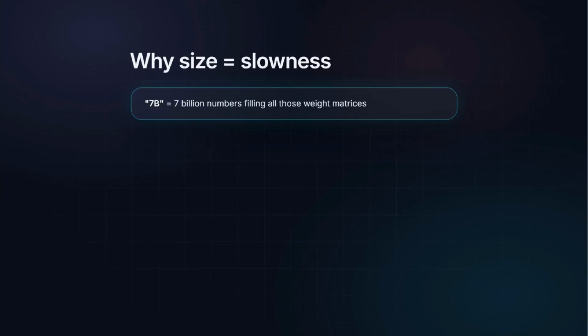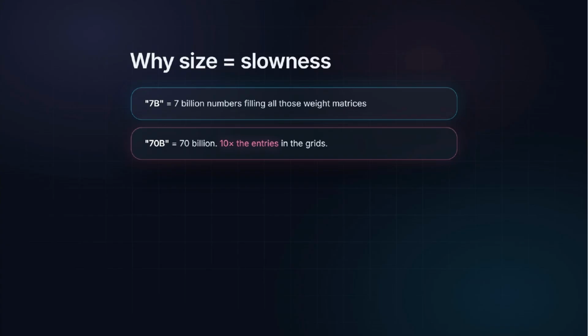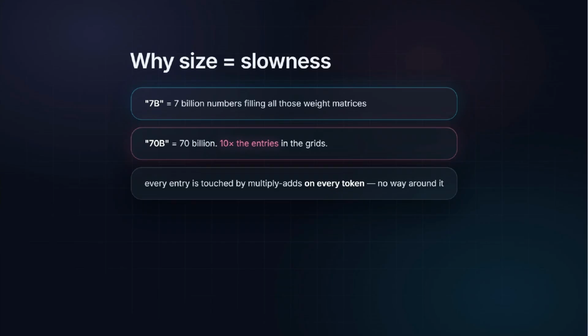Now we can answer the opening mystery. That 7B label means 7 billion numbers, filling all those weight matrices. 70B means 70 billion, 10 times as many entries in the grids. And every entry is touched by the multiply-adds on every token. More entries, more arithmetic, there's no way around it. Roughly, each token costs about 2 floating point operations per parameter, so 7 billion params is around 14 gigaflops a token, and 70 billion is about 140.